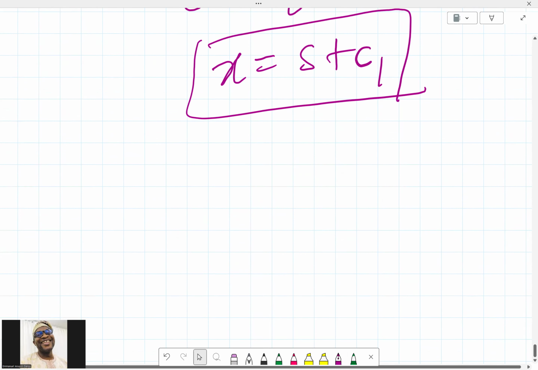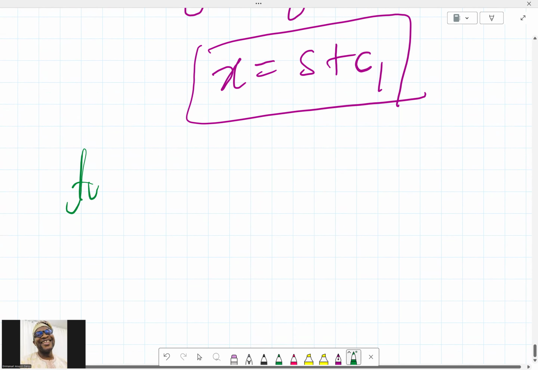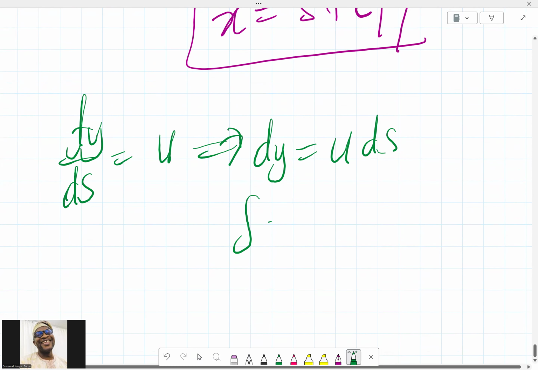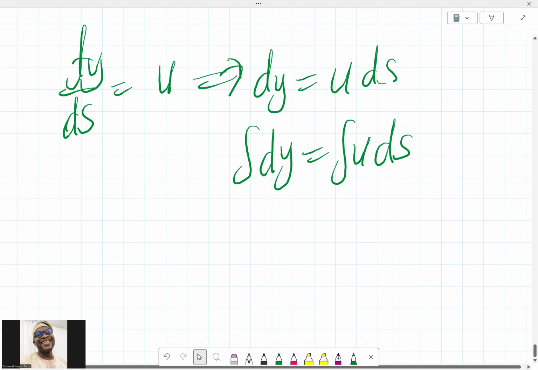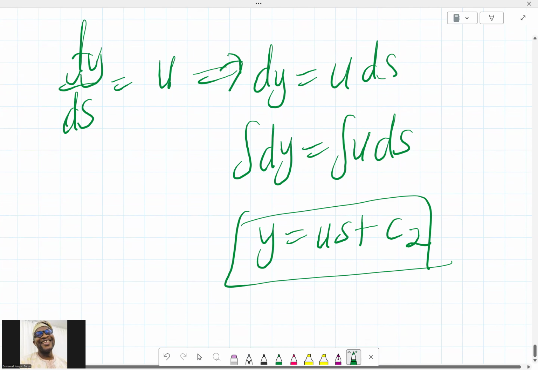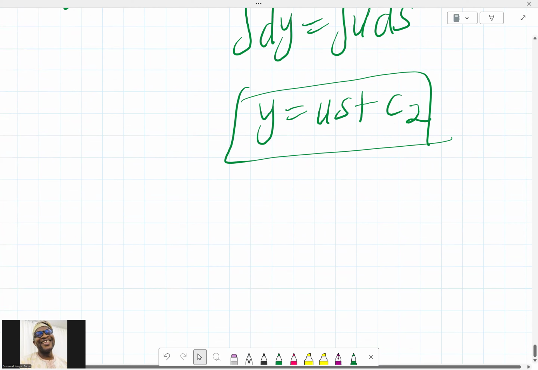We have that. Then we can have dy ds, which is equal to u. So that means dy equals u ds. So we're integrating with respect to s. So integral of dy equals integral of u ds. Okay, so that means y is equal to us plus a constant c2, like that.